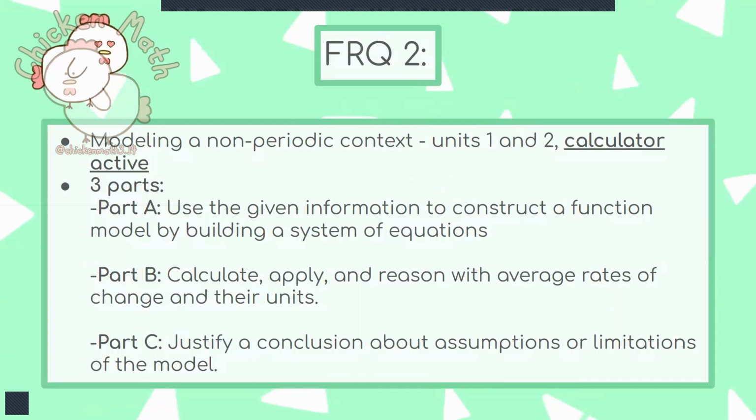Just some reminders about FRQ Type 2. We're going to be modeling a non-periodic context, which covers material from units 1 and 2. It is going to be calculator active, so it is on the calculator portion of the FRQ part. And it is 3 parts: part A, part B, part C. These are what each of the 3 parts are going to consist of. And we're going to be going in depth into an example so you can see these concepts being used.